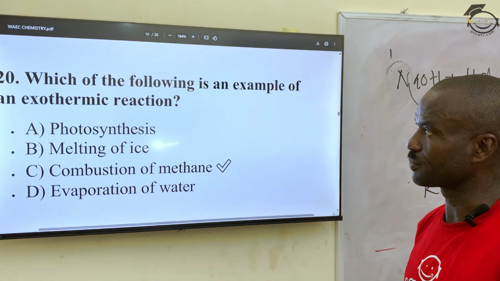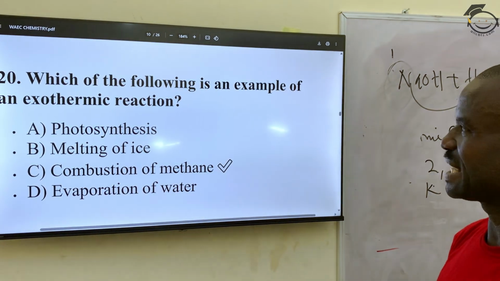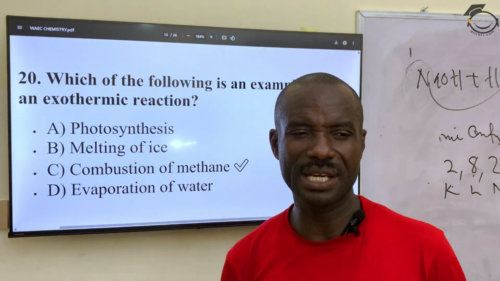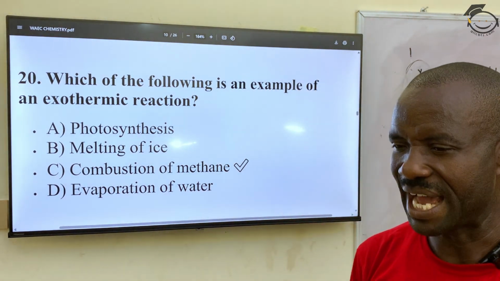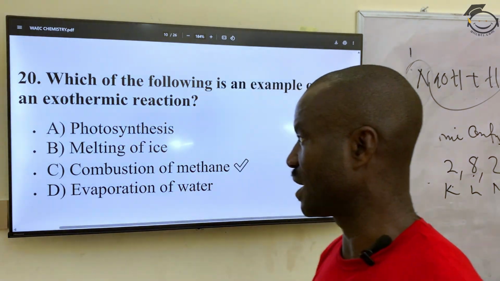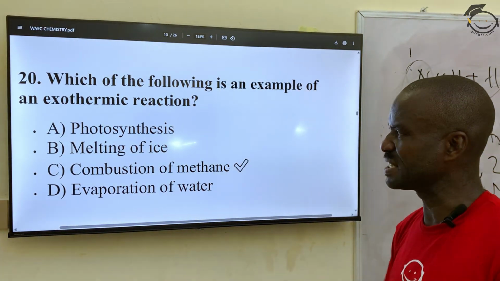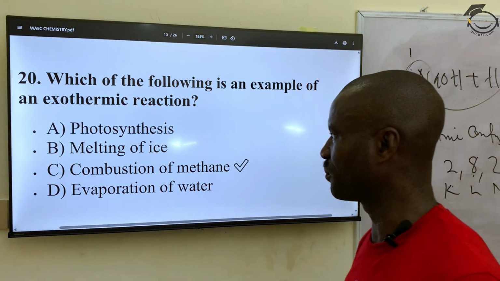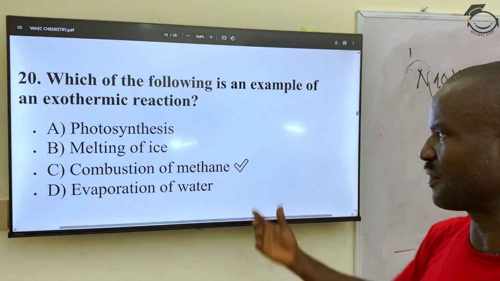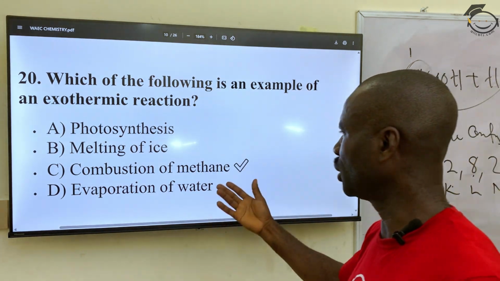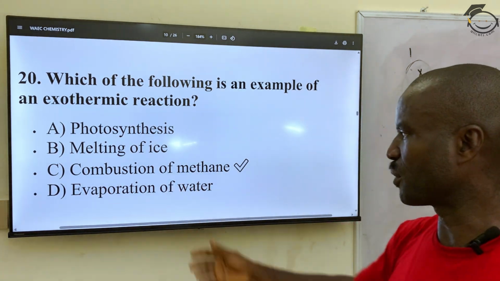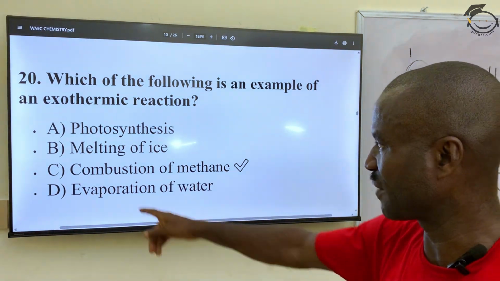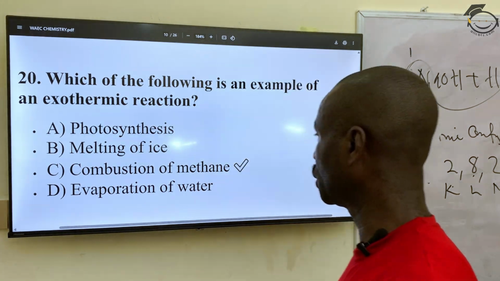Question 20. Which of the following is an example of an exothermic reaction? We define an exothermic reaction as a reaction in which heat is given off to the surroundings. A, photosynthesis. We don't feel it. The environment doesn't feel warm when photosynthesis occurs. B, melting of ice. C, combustion of methane. D, evaporation of water. Combustion, burning: heat is released to the environment. So the correct answer is C, combustion of methane.